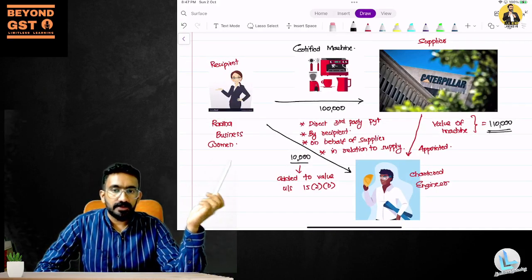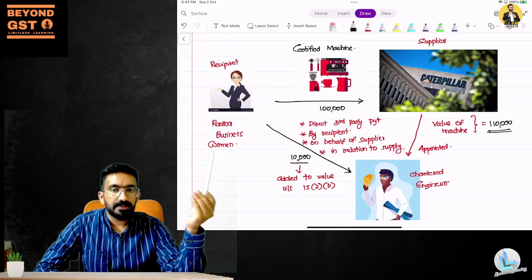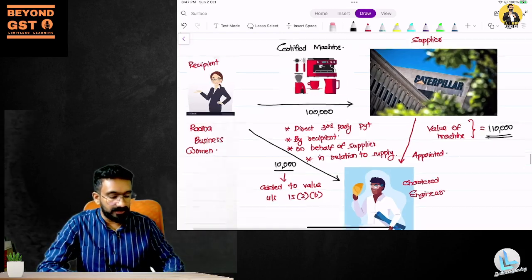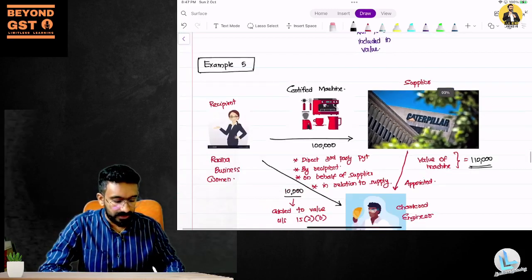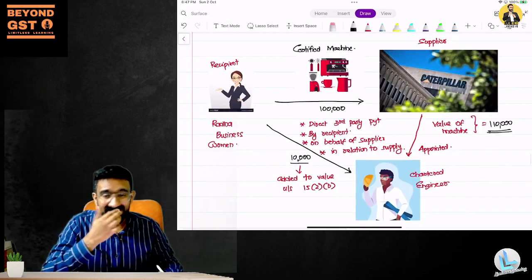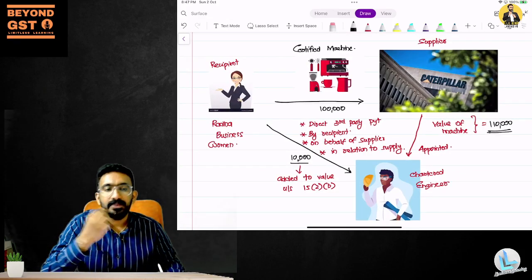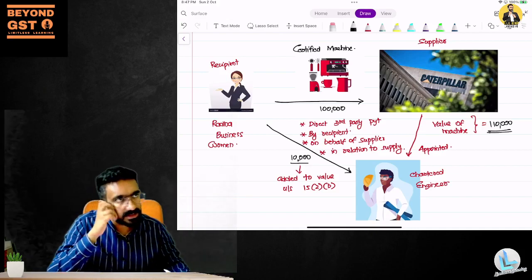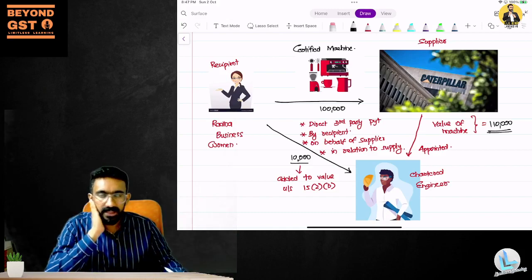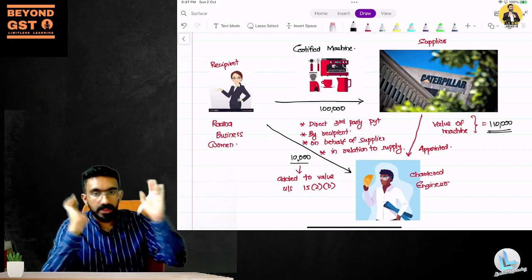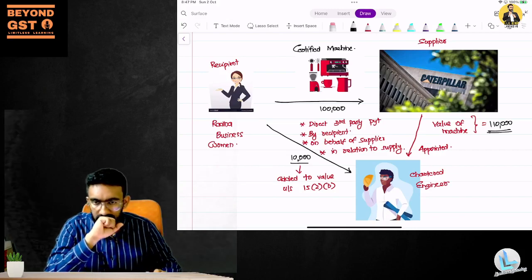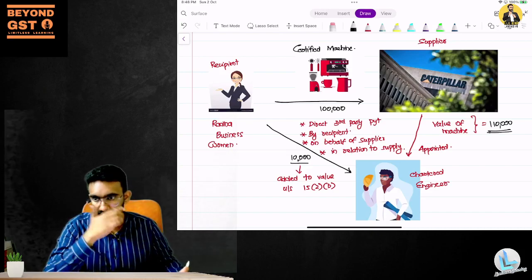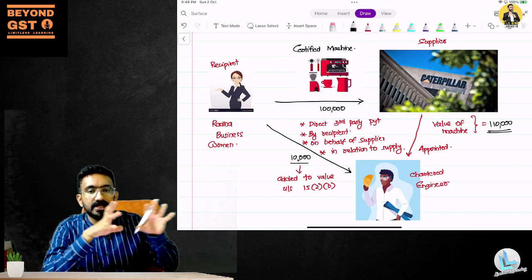In this example, our friend Radha is a businesswoman. Radha wants to purchase a machine from this big machine manufacturing company called Caterpillar. So Radha went to Caterpillar and said she wants a certified machine. Caterpillar said, see, 1,10,000 is what I'll charge for a certified machine. Radha said, okay, I'll pay you 1,10,000 rupees. Now Caterpillar said, no, I don't want 1,10,000. You pay me 1 lakh. I have appointed a chartered engineer to do the certification on the machine. You pay this 10,000 rupees directly to the chartered engineer.